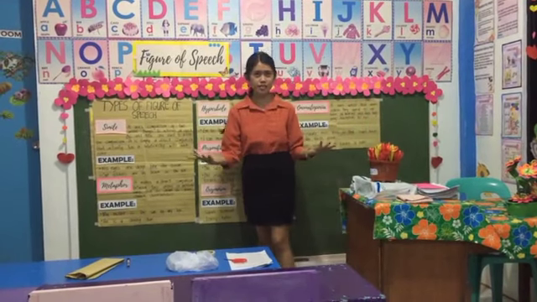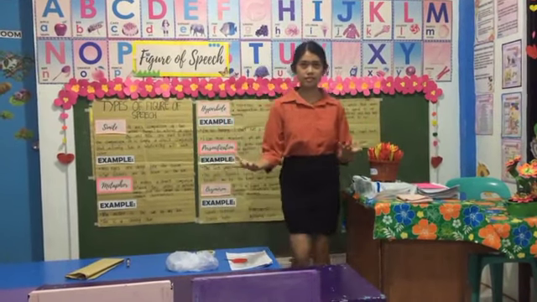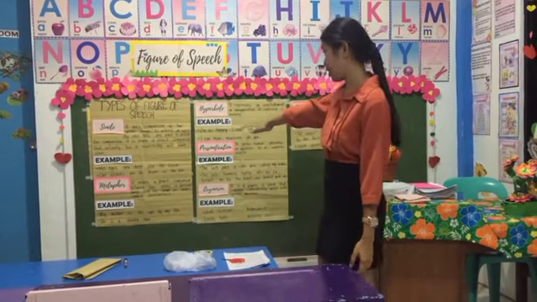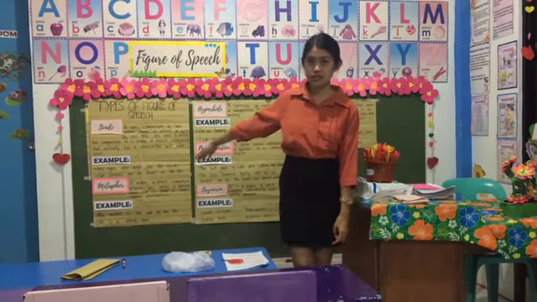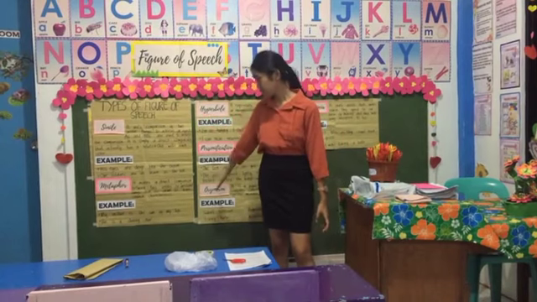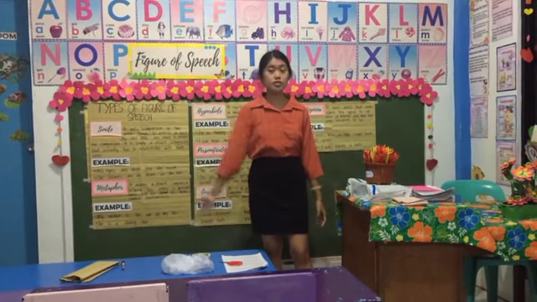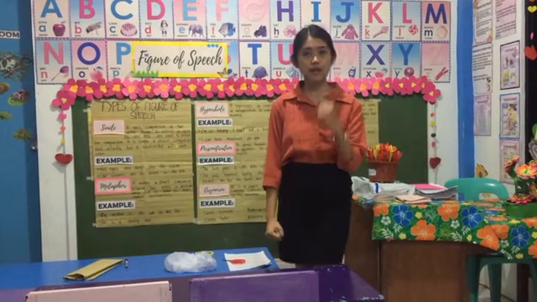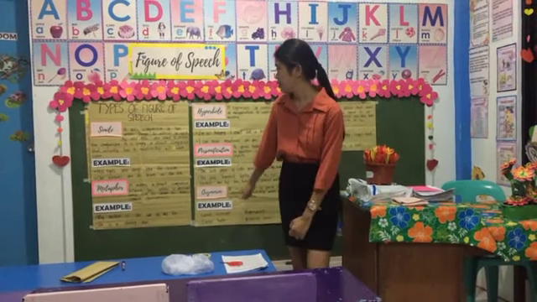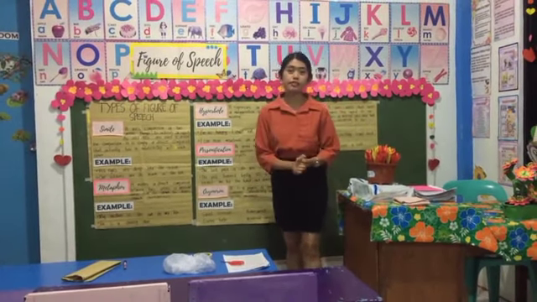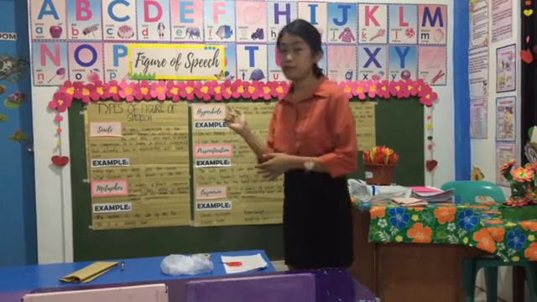Okay, and next, our soldiers are as brave as the lion. So what do you think it is trying to imply? The soldiers are being compared to the lion. So it shows that they are brave, they're fighters, they're strong men. Okay, so that's it. So now let's proceed to metaphor.